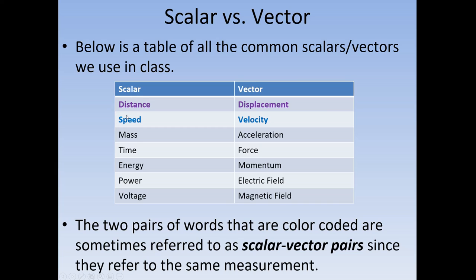They're words that most kids would understand. Kids know the word distance. Kids know the word speed and mass and time and energy. These are all things that they know. They're simple words. Scalar, simple. Look over here on the vectors. These are more complex words. Displacement, velocity, acceleration, force, momentum. Not really words that most kids would know.